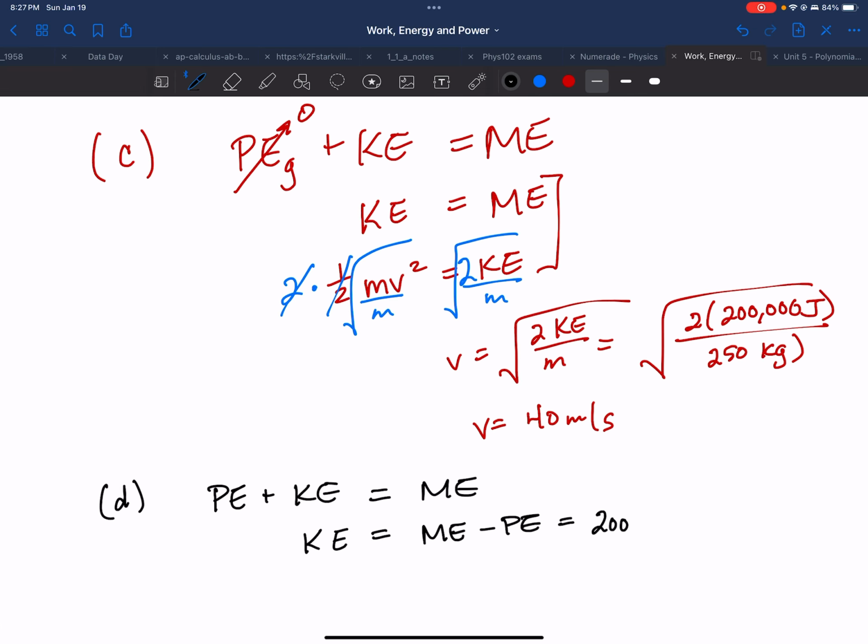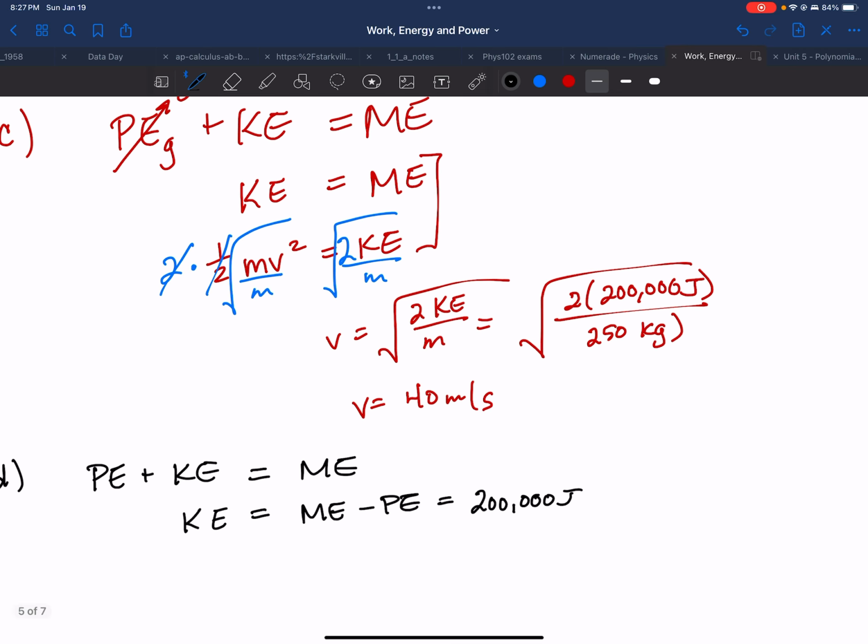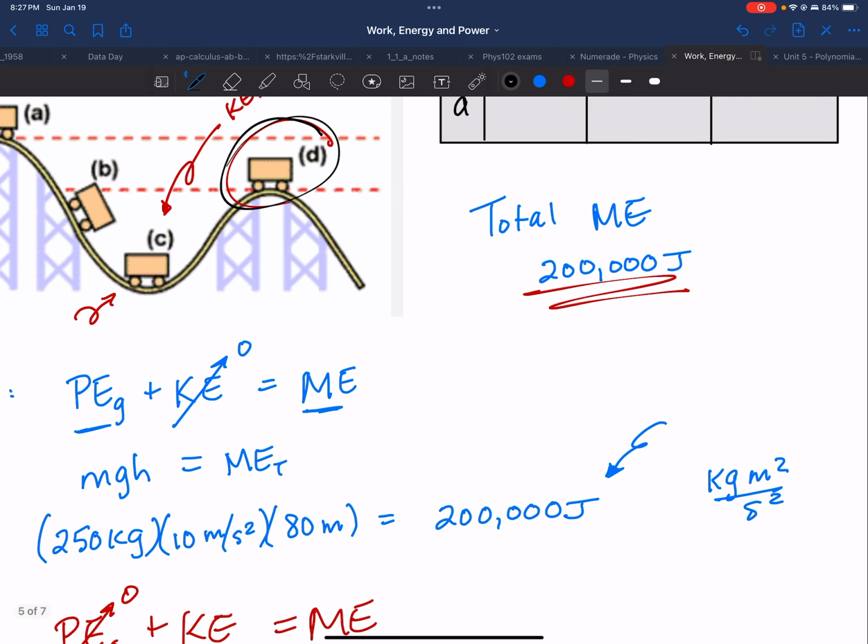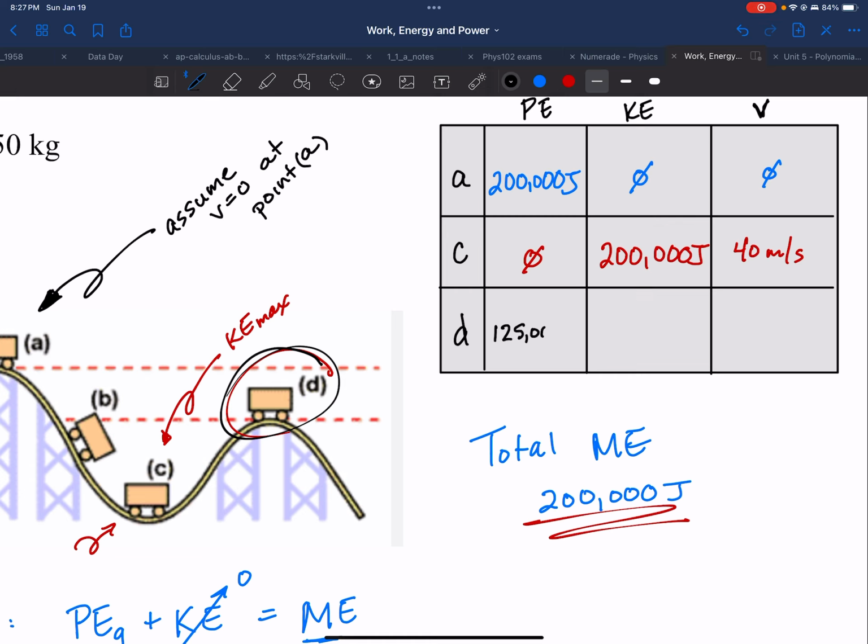Well, I've got 200,000 joules minus, let's see what our PE is. Our PE is going to be 250 kilograms times 10 meters per second squared times 50 meters. So when I put all that together, I end up with 125,000. So my kinetic energy is equal to 200 minus 125, which is 75,000 joules. So I can go up here on my chart. This is 125,000 joules. This is 75,000 joules. Notice that these two things add up to equal my total mechanical energy, right? I can't create more energy than I have.